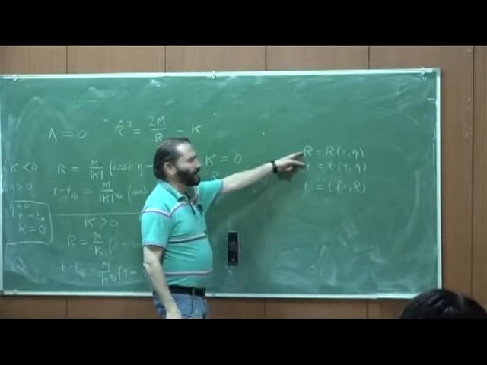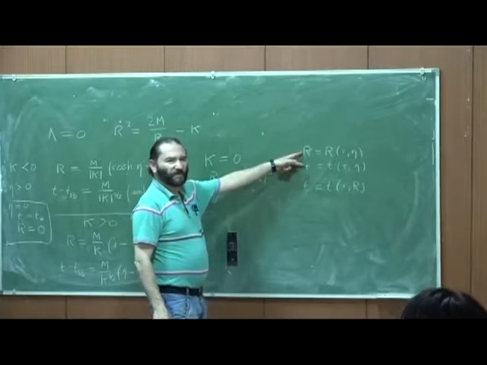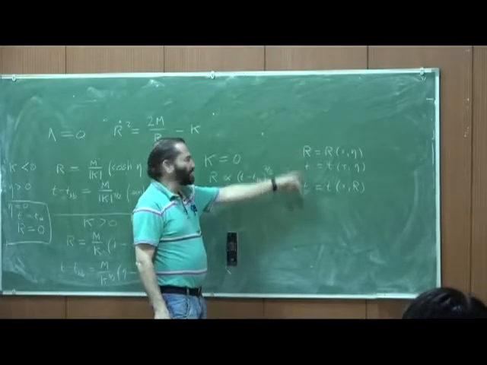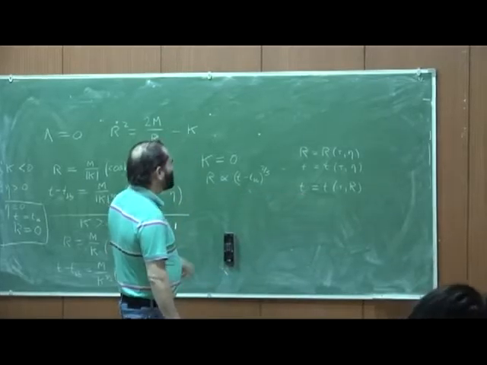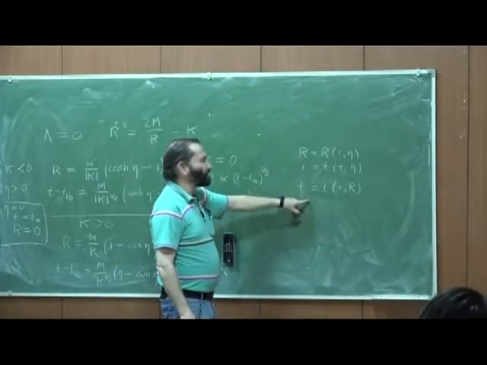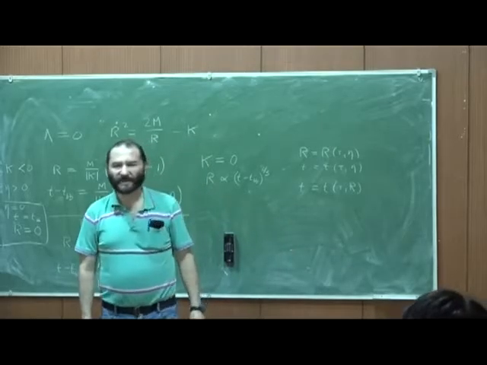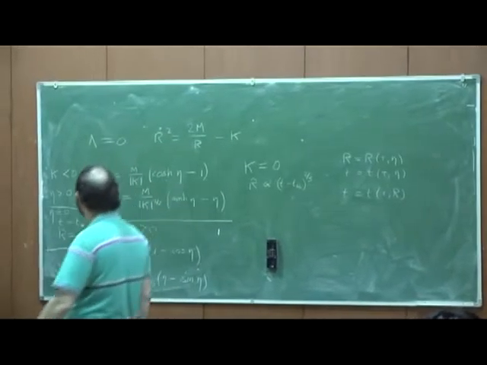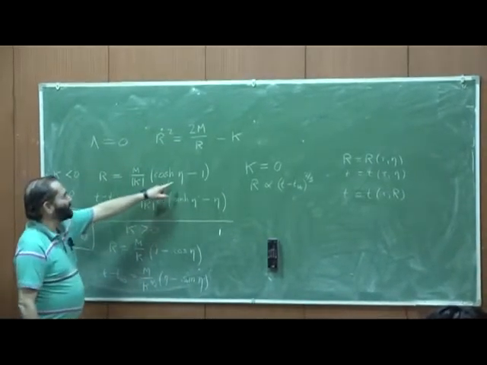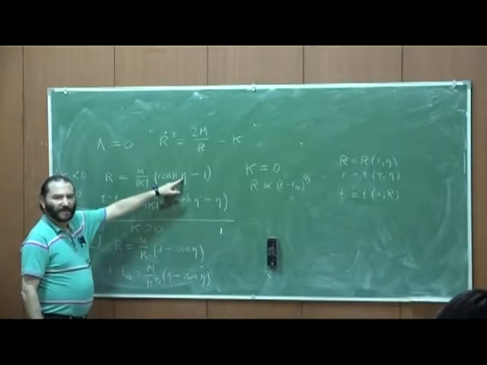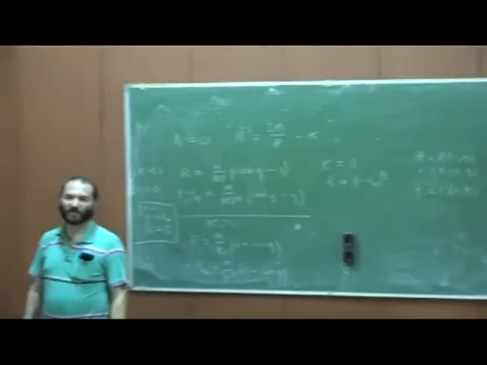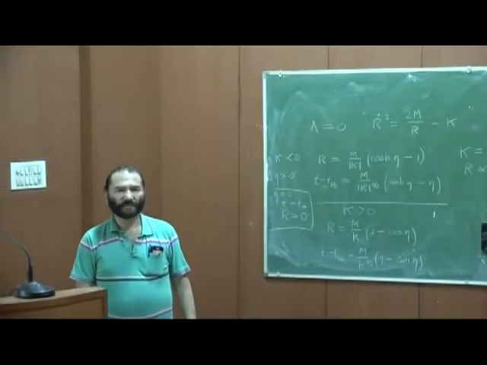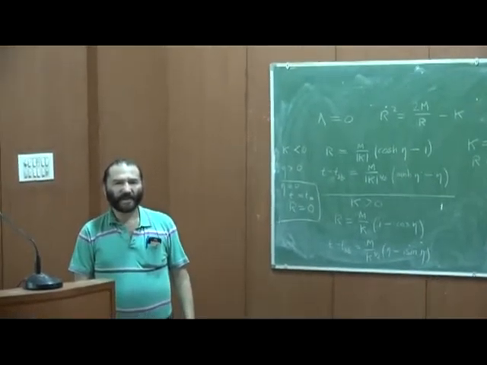So what I'm giving you here are these two parametric solutions. But given these two solutions, it is very simple to obtain this one. That's another good exercise. How do you do that? You eliminate eta from here, and you substitute it here, and then you get the implicit solution. Okay?